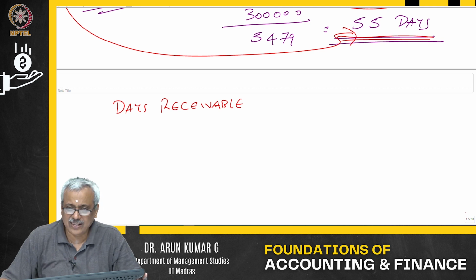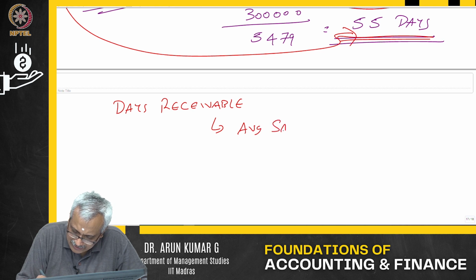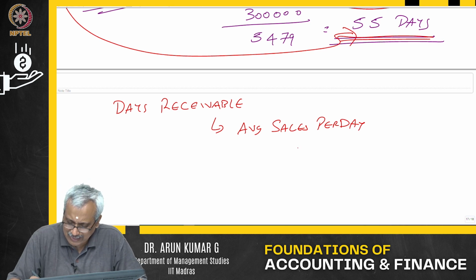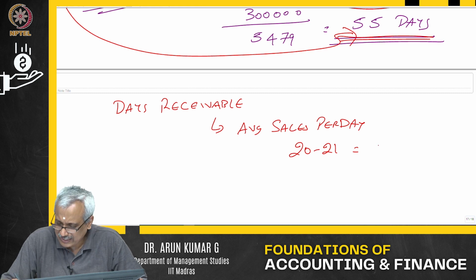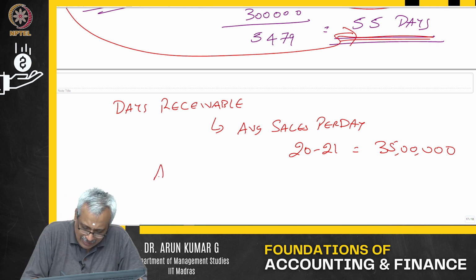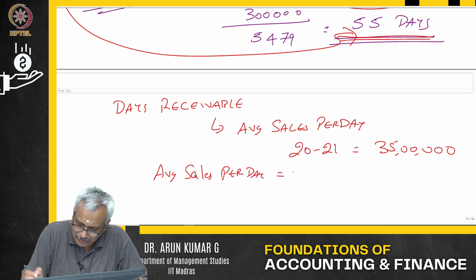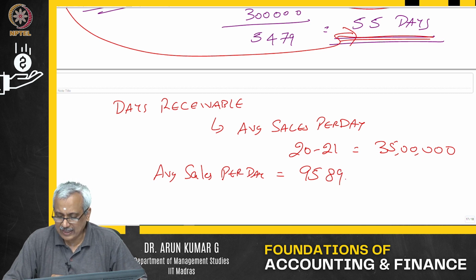Now, cash or credit sales, normally sales are always credit. So the first thing I want to know is average sales per day. Supposing the sales for the year 2021 is 35 lakhs. What is my average sales per day? 9589. I am ignoring the decimals. That is, the average sales per day is 9,589 rupees.